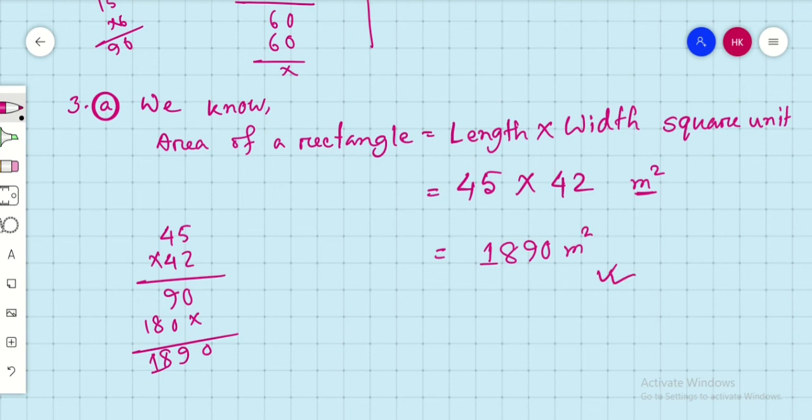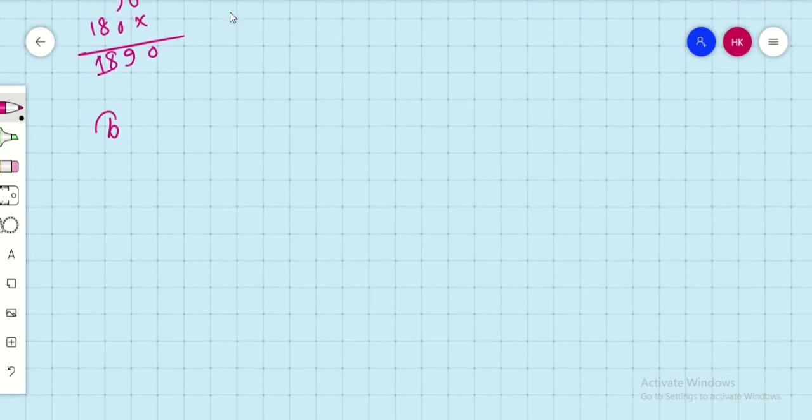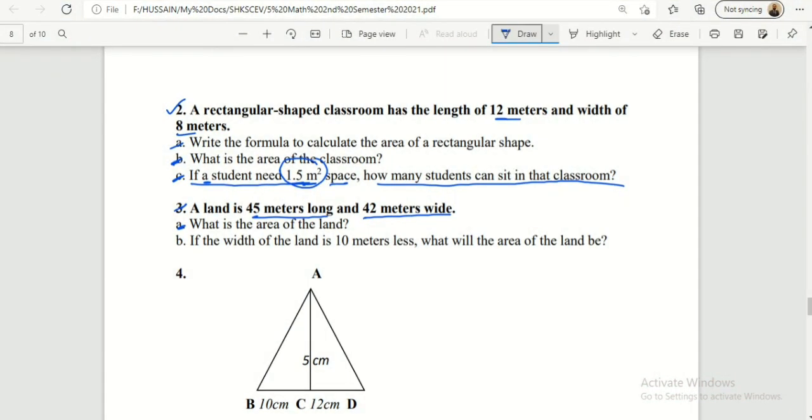Alright, I hope you understand. Now we move on to our next question, number B. At first we read question number B. On the screen you can see the question: if the width of the land is 10 meters less, what will be the area of the land?